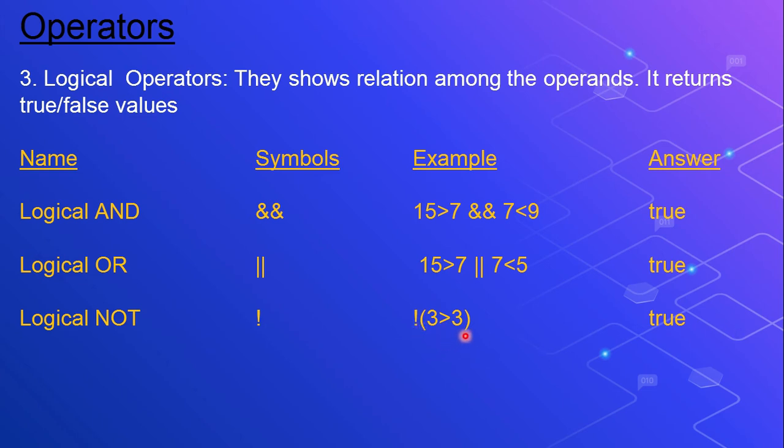Not 3 greater than 3. Is 3 greater than 3? It is false. So NOT of false means true. So that will be evaluated.